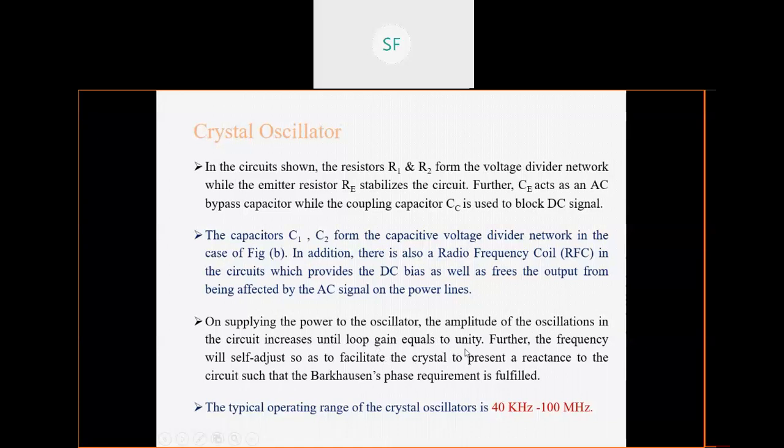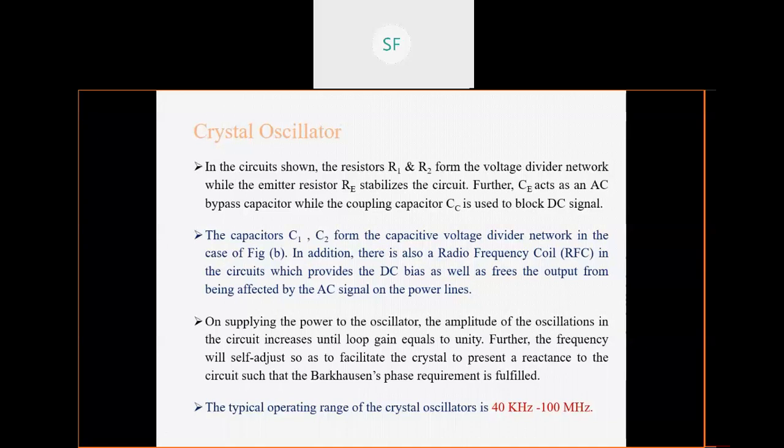So when A beta equals 1, what will happen? Then the phase condition will be satisfied. Now the interesting point about this is that you don't have to do anything externally to adjust the phase. This crystal oscillator will self adjust its phase so as to facilitate the crystal to present a reactance to the circuit such that Barkhausen's phase requirement is fulfilled. It means the crystal oscillator will self adjust in such a way that the second condition in the Barkhausen criteria, that is the phase condition, is automatically satisfied.